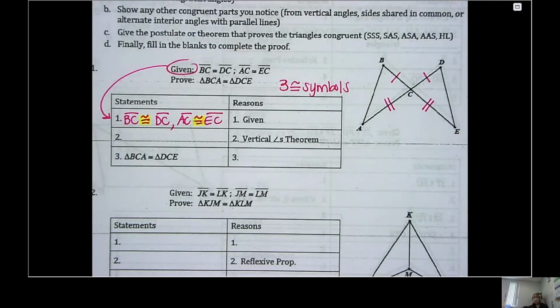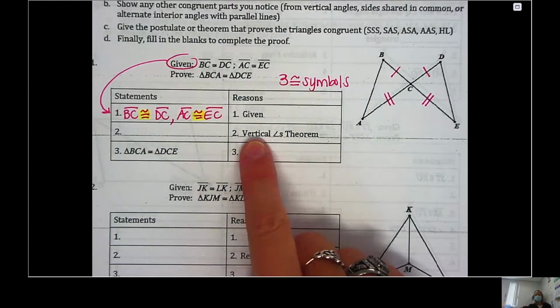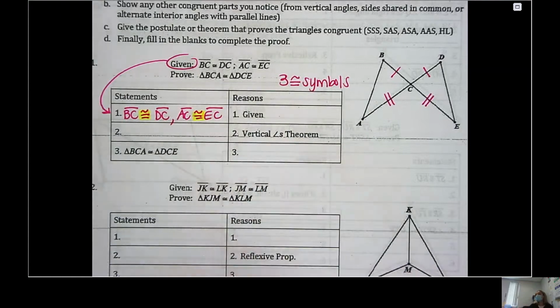All right, now my next statement I don't know, but I gave you the reason, or your explanation. My reason was vertical angles. Well, what are vertical angles?